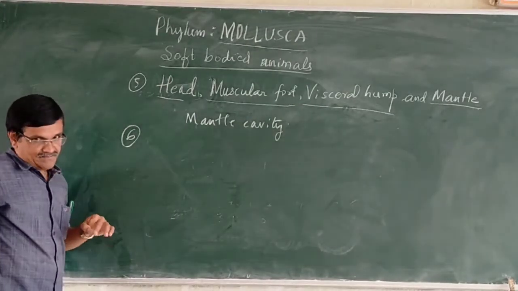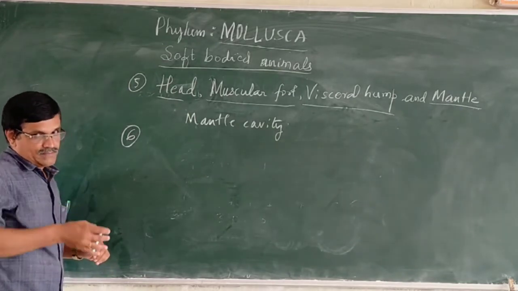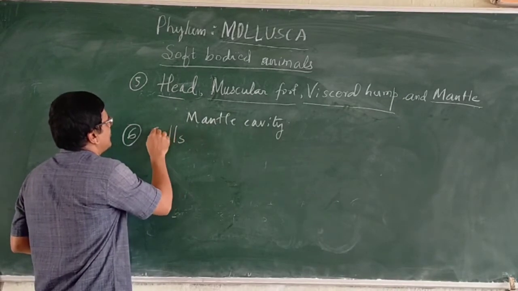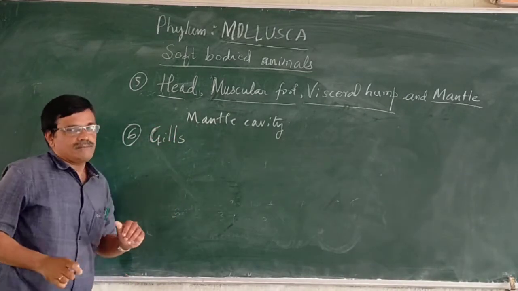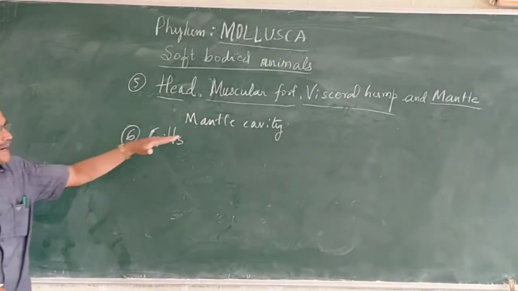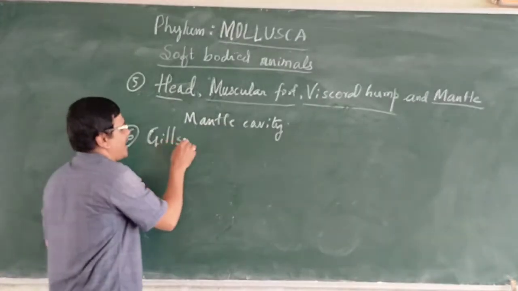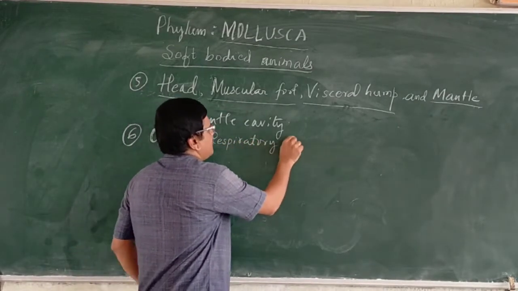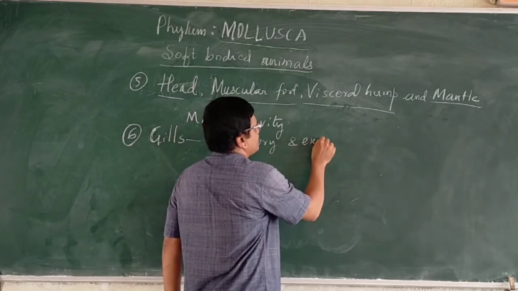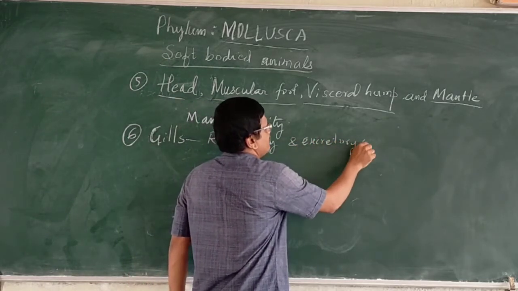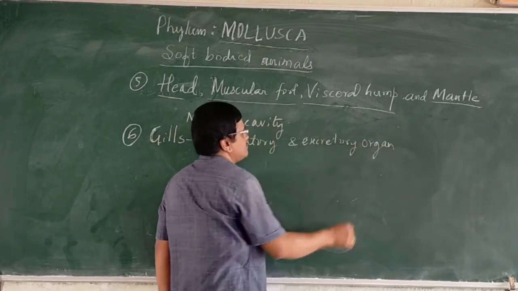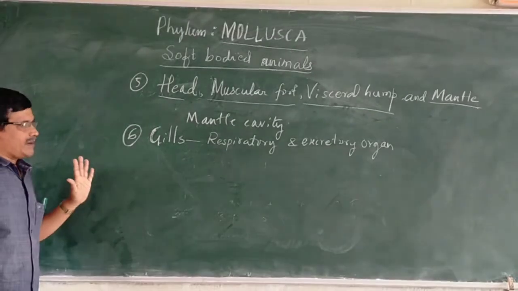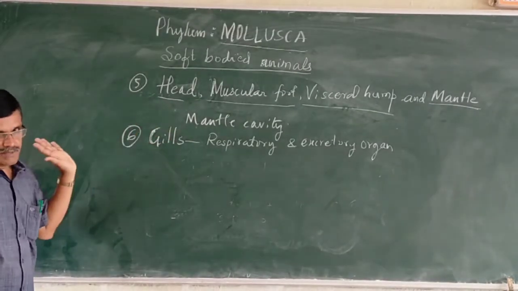Next character. The mantle cavity encloses the gills. Gills are present in the mantle cavity, and these gills act as respiratory and excretory organs.